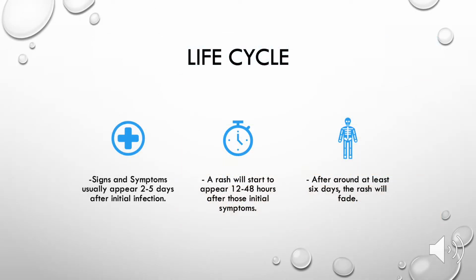Signs and symptoms usually appear 2 to 5 days after the initial infection. A rash will start to appear 12 to 48 hours after those symptoms if the strep bacteria has released toxins. After around 6 days, the rash will fade and may start a peeling process around the fingertips, toes, and groin area. However, it's still important to be hygienic because even though your symptoms may subside, the bacteria may still be inhabiting the host and waiting for its next victim.